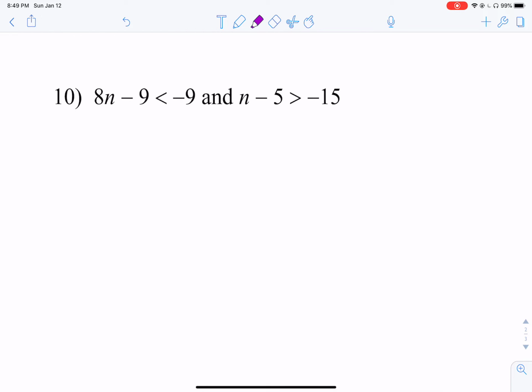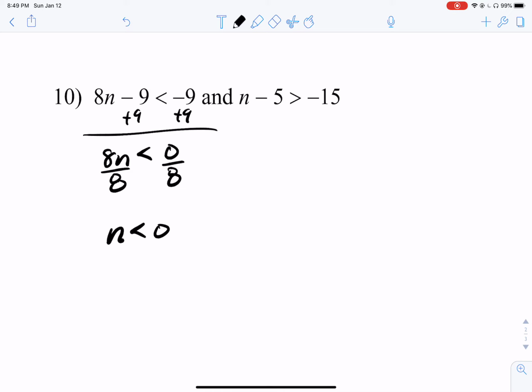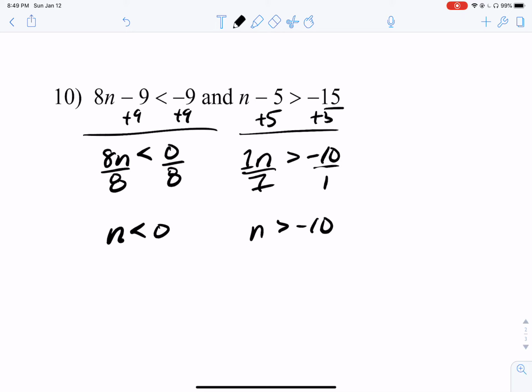Another and, so I would add 9 to both sides, and 8n would be less than 0. Divide by 8, and n is less than 0. Here I would add 5 to both sides, and n would be greater than negative 10. Since this is a 1, dividing by 1 really doesn't make much of a difference, but I'm still going to do that step. So I divide by 1, and n would be greater than negative 10.